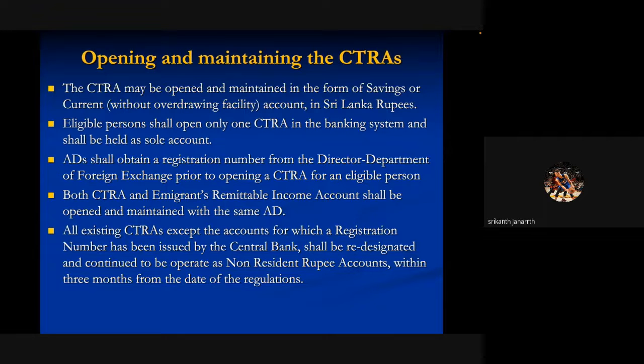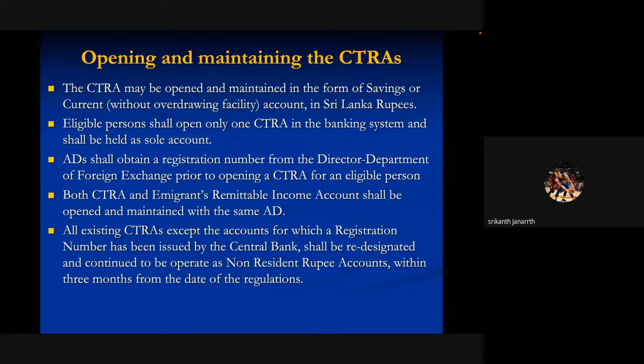So remember, there can't be a joint account in CTRA. It has to be only one sole account as a CTRA sole account, because migration allowances are for each individual person. So you can't be joining that, because you will be losing that privilege of taking money. You are entitled for each eligible person, right? So always you have to open a single account under CTRA.